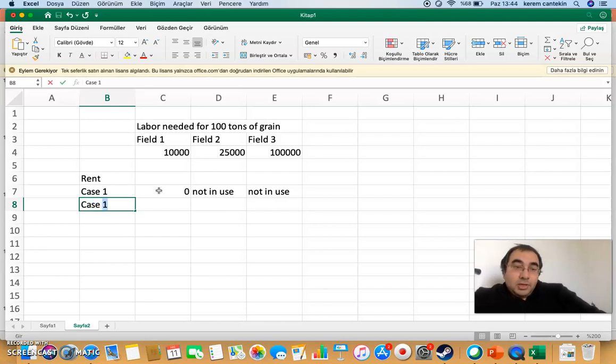In case 2, demand for food has increased, so all of the areas in the category field 1 are in use. In addition, some of the fields in the field 2 category are also in use. So we will continue.